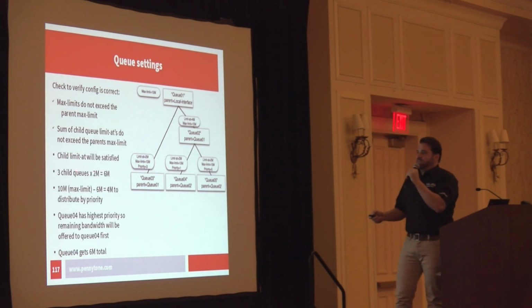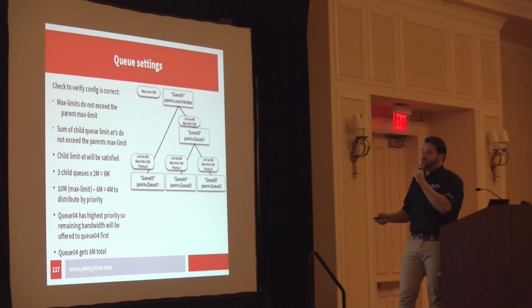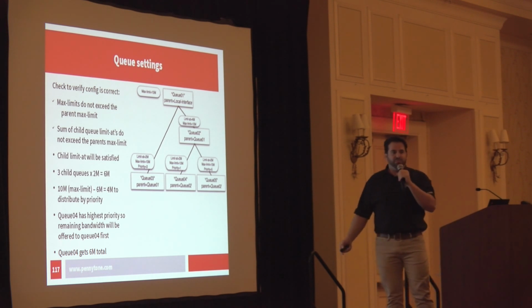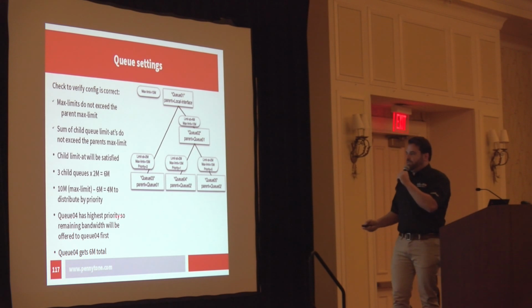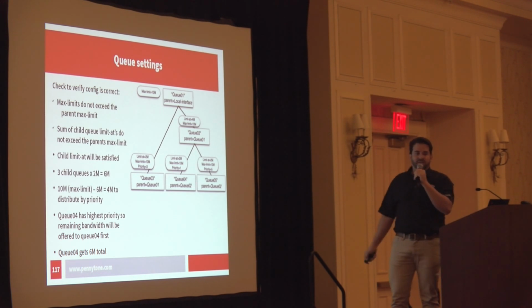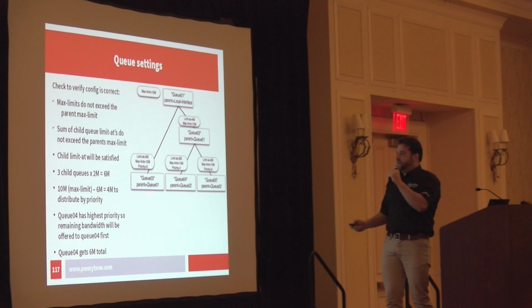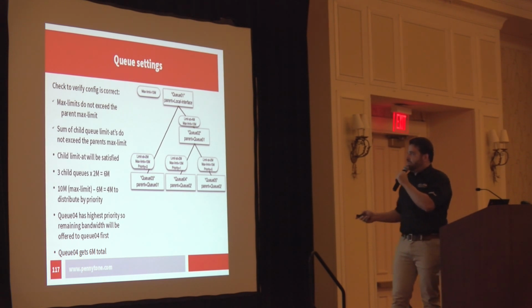So let's talk about when bandwidth gets maxed out. The child limit at will be satisfied first. So we have 3 children down here. Each of them are guaranteed 2 megs. So 2 megs times 3 children is 6 megs. Now we have a 10 meg max limit. So 10 meg minus 6 megs that have already been guaranteed leaves us with 4 megs to distribute by priority. All right. So Q4 over here has a priority of 1. That's the highest priority. So Q4 will get the remaining bandwidth. So Q4 is going to get 6 megs total. And that's how that works.